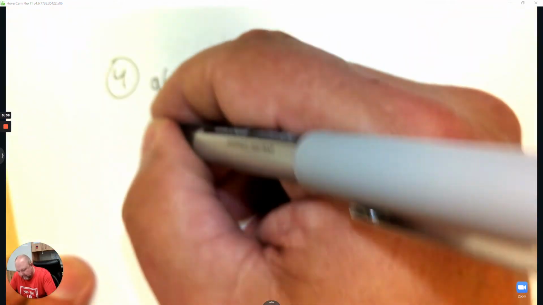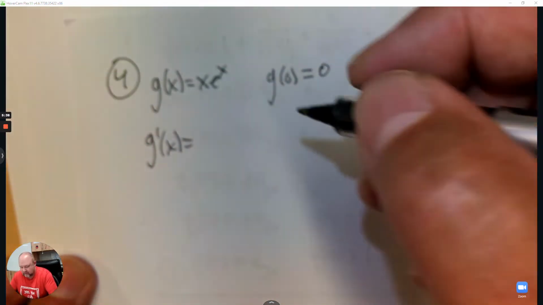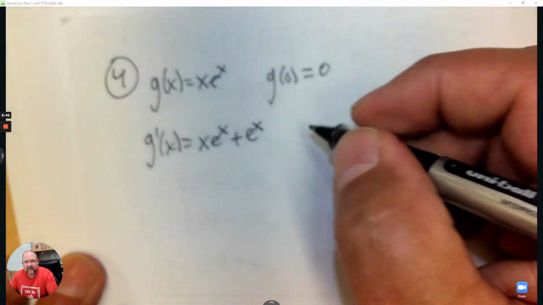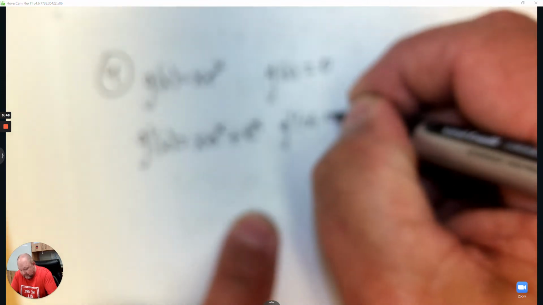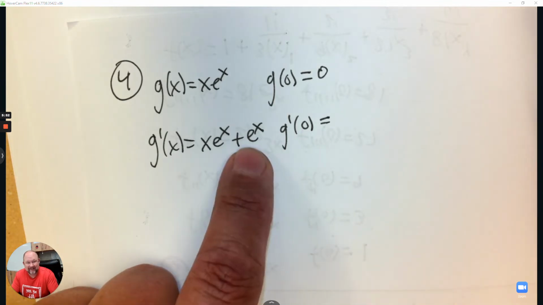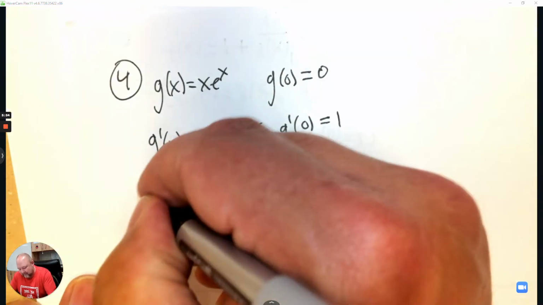You might think it would be that way every time, but we got to do the product rule. The first times the derivative of the second plus the second times the derivative of the first. So when I plug in 0 here, it is 0 at the beginning. But e to the 0 is 1, so it's not always going to be that way.